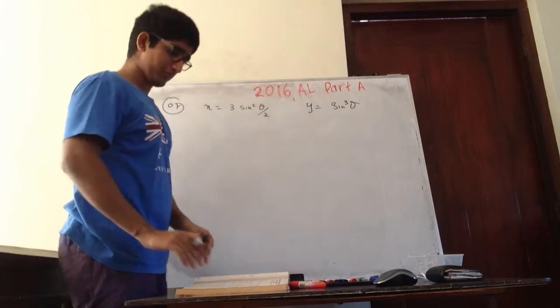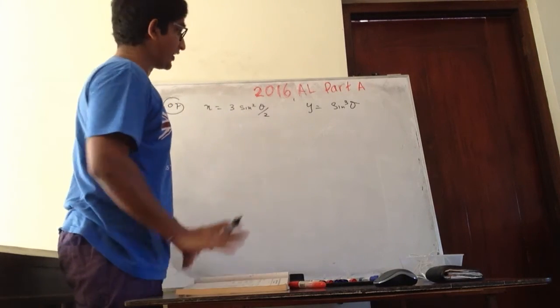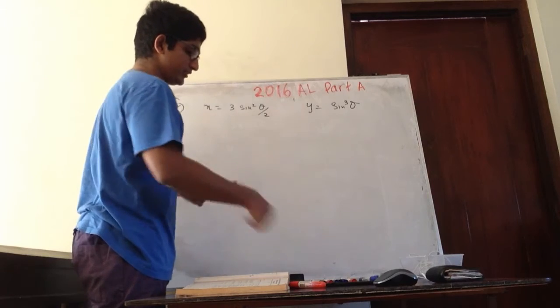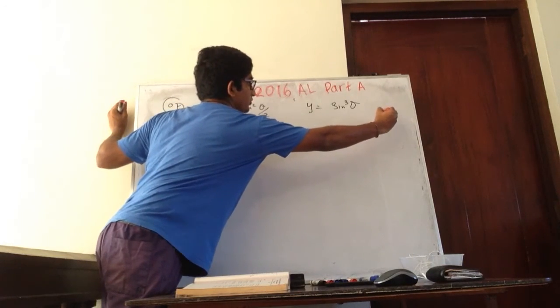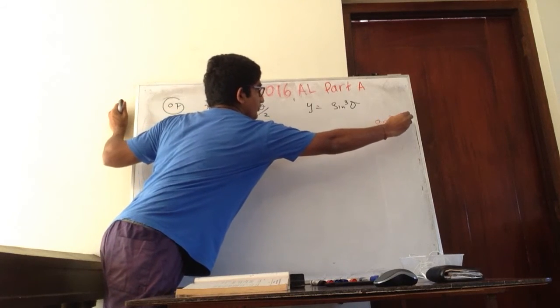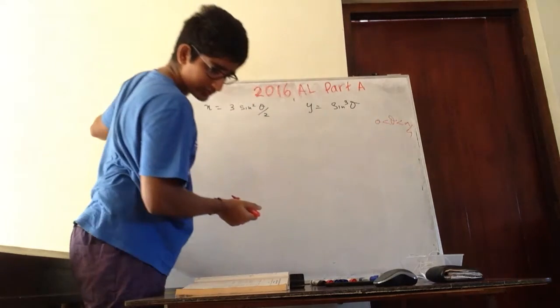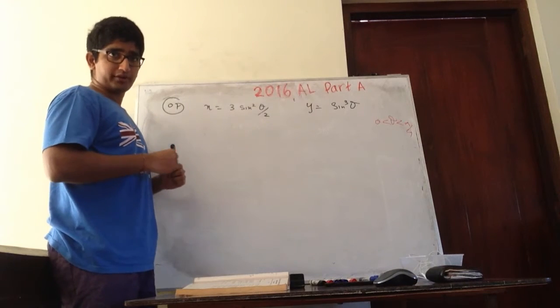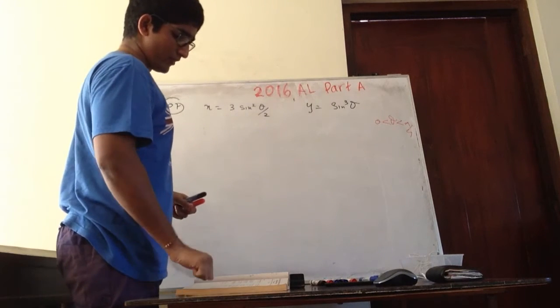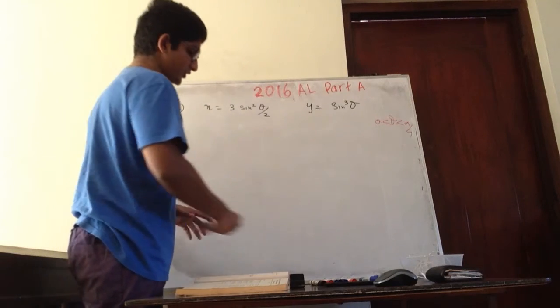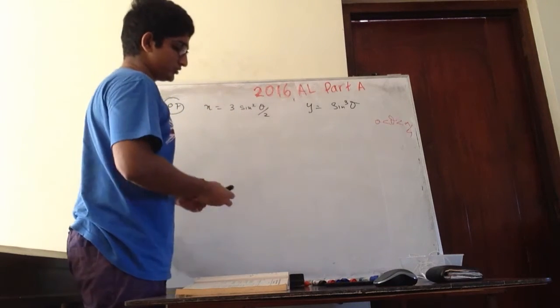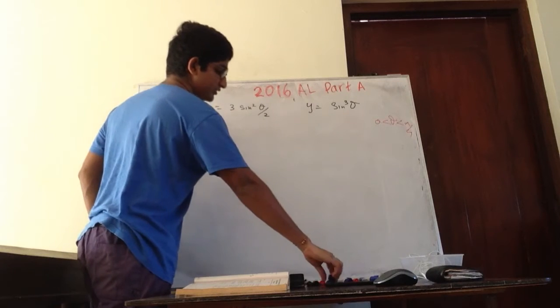Then they are saying something important here. They are saying that theta is between 0 and 5 over 4. Then they are asking us to show that dy over dx is sine 2 theta. So we need to differentiate this and see.